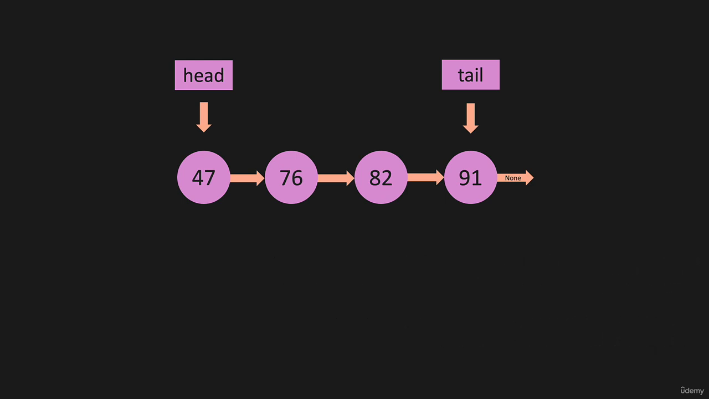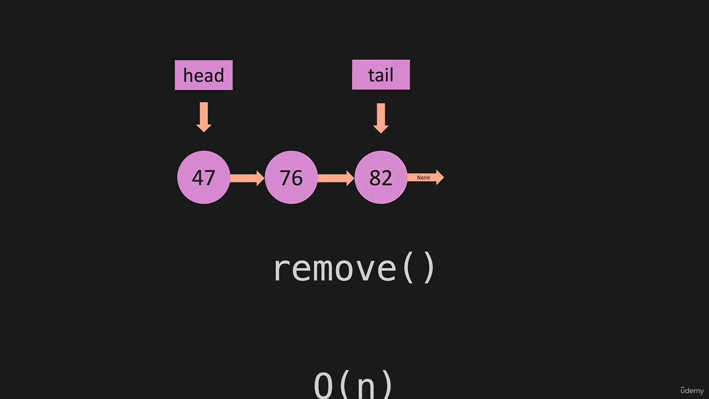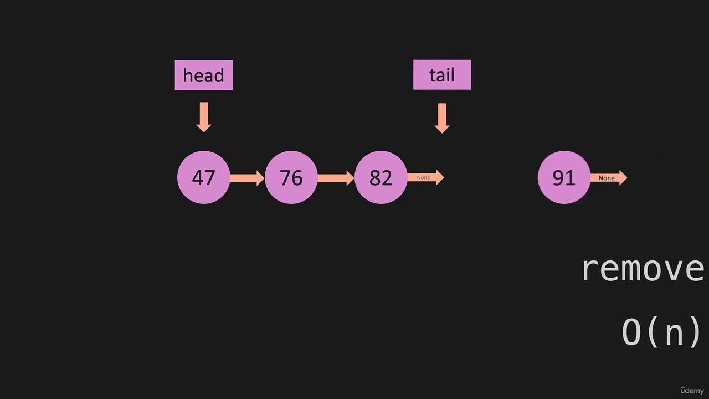How about if we're going to remove an item and we're going to remove it by value? Once again, if we use the 91 as our example, we're going to iterate through the list, get to the 91, we're going to remove that. That's O of n because we had to iterate through the list. Also, in this situation, a binary search tree is better.